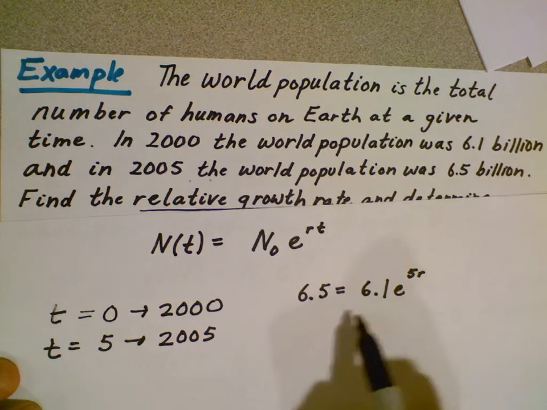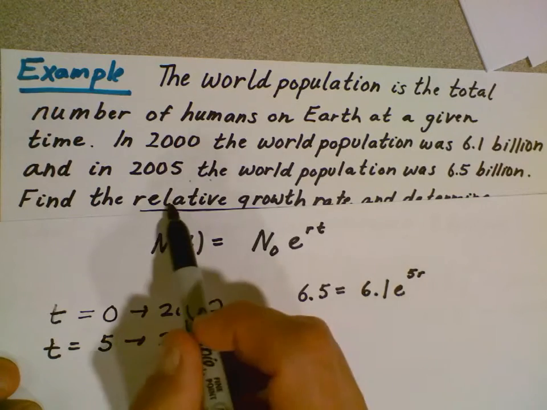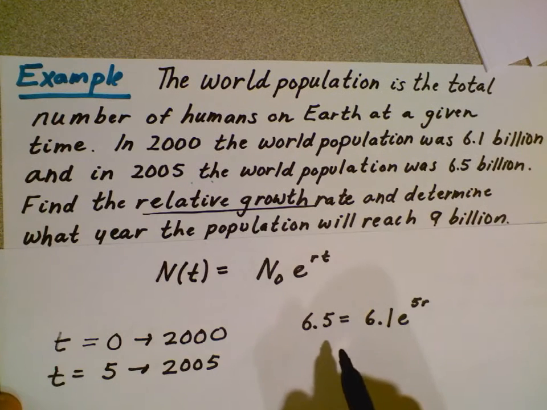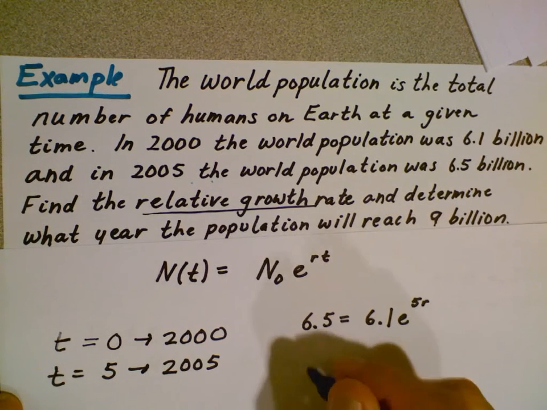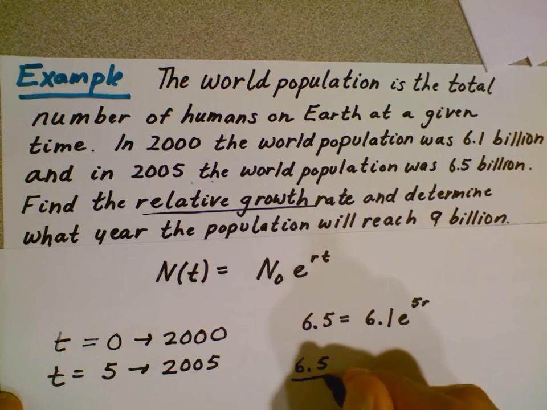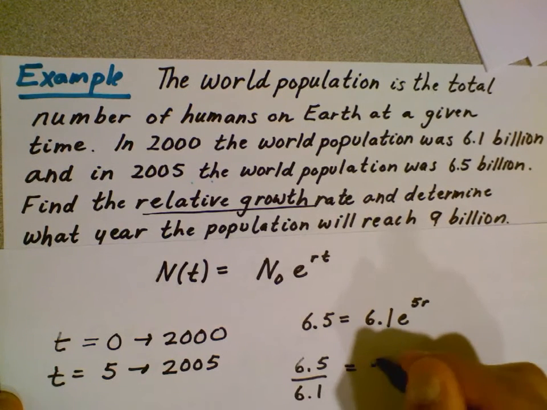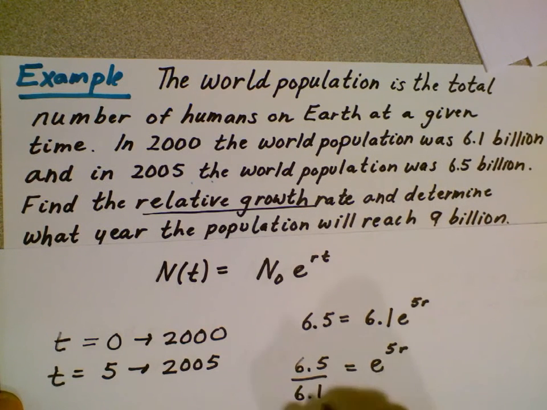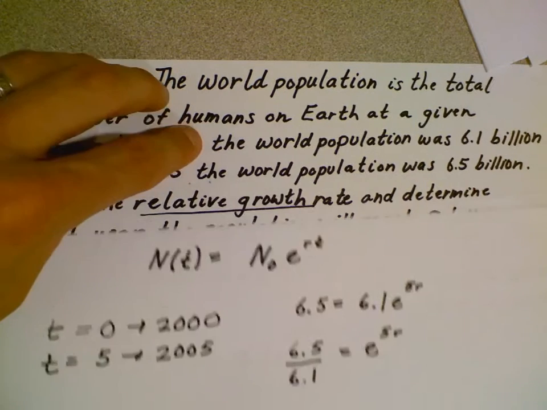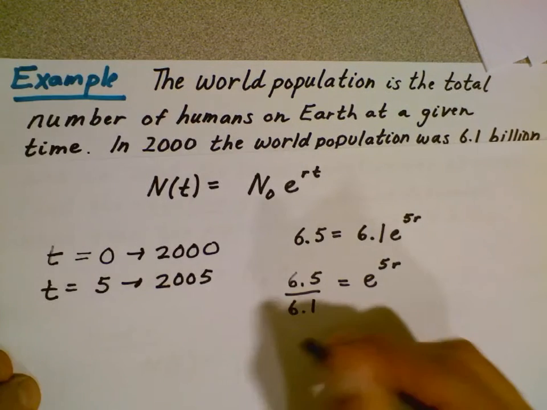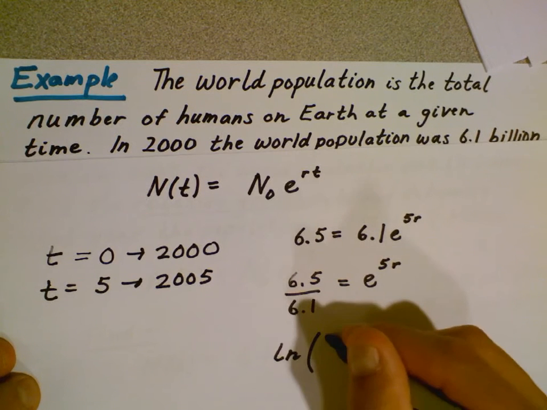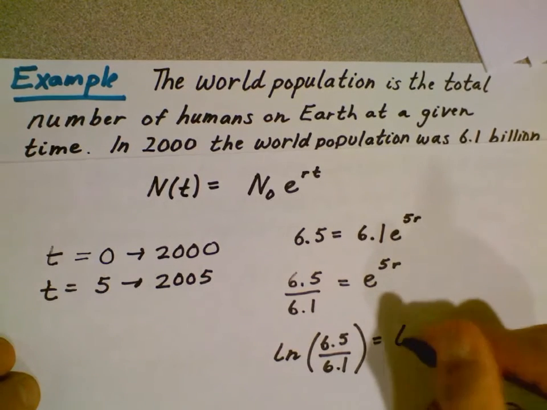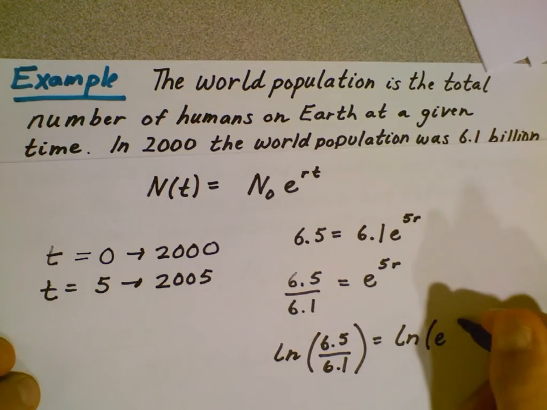Okay, so now what we have to do is solve this for the growth rate, which is what they're talking about in the step above. So now I'm going to divide each side by 6.1, so I have 6.5 divided by 6.1 is going to equal e to the 5r. Now what we can do is get rid of this e by taking the natural log of both sides. So we're going to have the natural log of 6.5 over 6.1. I'm actually going to leave that, equals the natural log of e to the 5r.